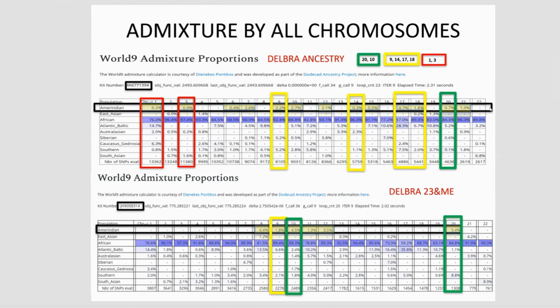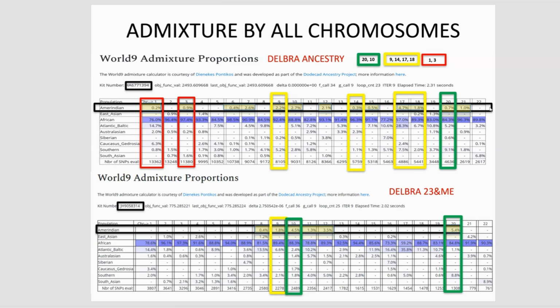Amerindian is first. So I wanted to know about my Indian ancestry. And this is every chromosome through 22, what percentage we have. So, of course, my Africans are in purple. The top chart is from Ancestry. The bottom chart is from 23andMe.